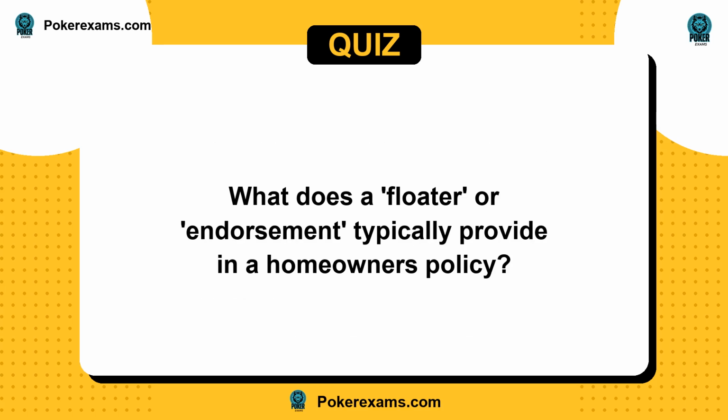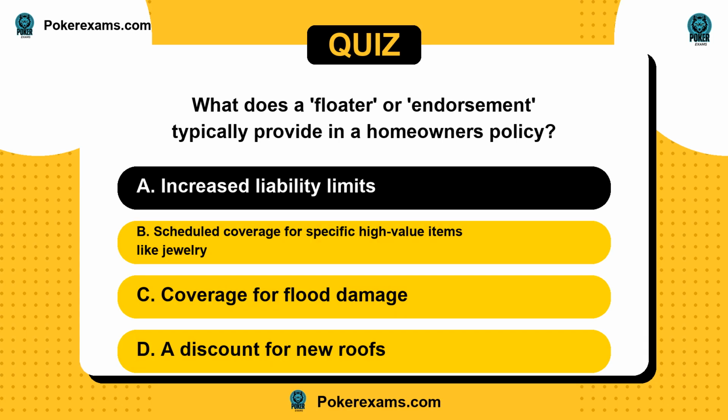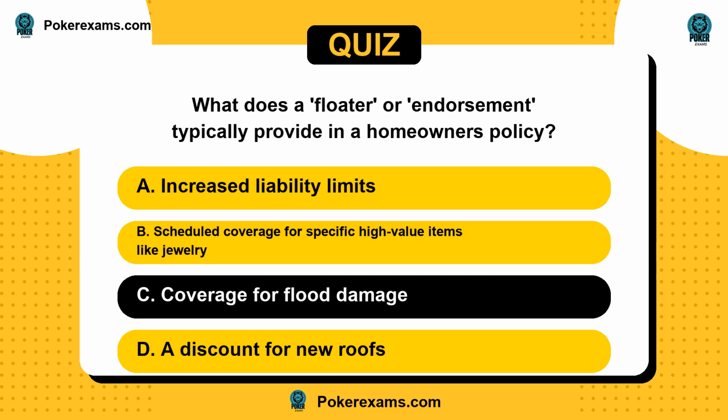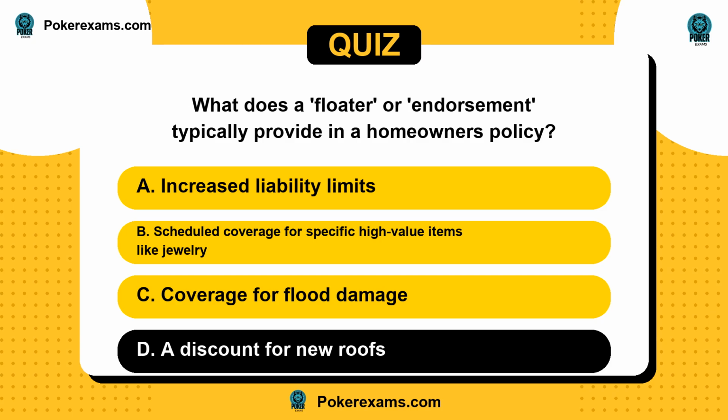Next question. What does a floater or endorsement typically provide in a homeowner's policy? Is it A, increased liability limits? Or B, scheduled coverage for specific high-value items like jewelry? C, coverage for flood damage? Or D, a discount for new roofs?